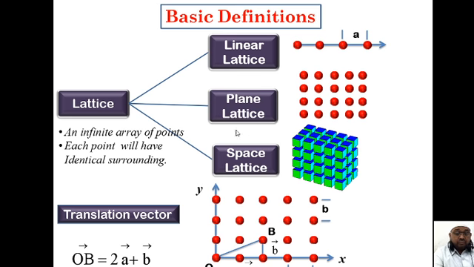Now first of all, why are we going for translation vector only? Why am I not going for any other vector here? Because of the translation vector: we just discussed that each point will have identical surroundings. The definition of translation is that we are repeating the same point an infinite number of times. If you repeat it, we get a translation vector. For that, we have an origin here. We are taking it as a reference point.